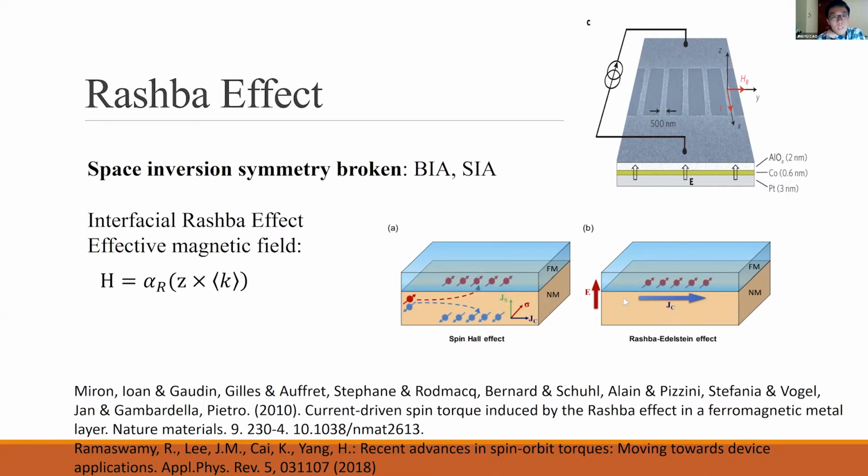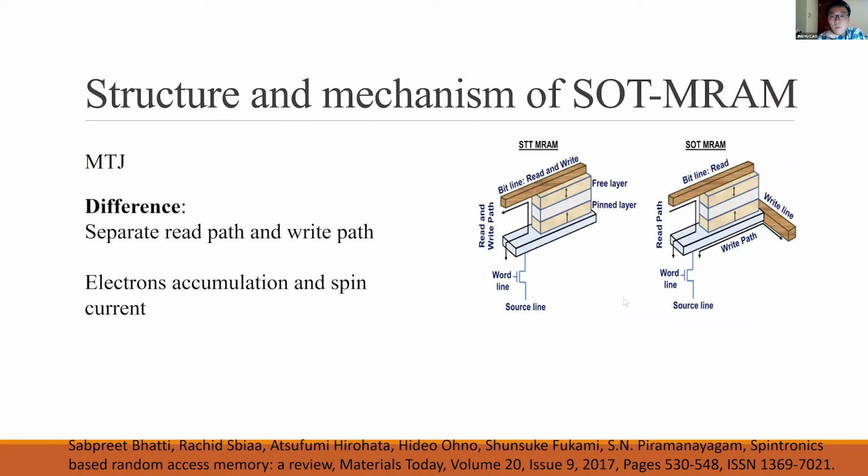So then we go to the structure and mechanism of spin orbit torque MRAM. The basic structure for a spin orbit torque MRAM is also a three-layer MTJ. The direction of the magnetic moment in the free layer can be switched, which can be either parallel or anti-parallel to the fixed layer, and the electric resistance will be different. Typically, the low resistance state is considered to be 1, and the high resistance state means 0. The main difference between spin orbit torque and spin transfer torque MRAM is the way of writing.